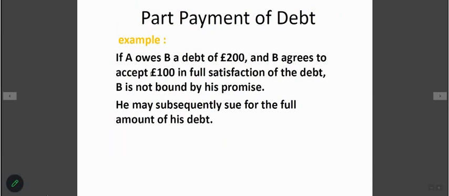So you can see here, if A owed B a debt of 200, and B agreed to accept 100 in full satisfaction of the debt, right? B is not bound by his promise. He may subsequently sue for full payment, provided that A's company makes a profit later on, the company revives, right? If not, then you cannot sue for the return of the debt further, all right?